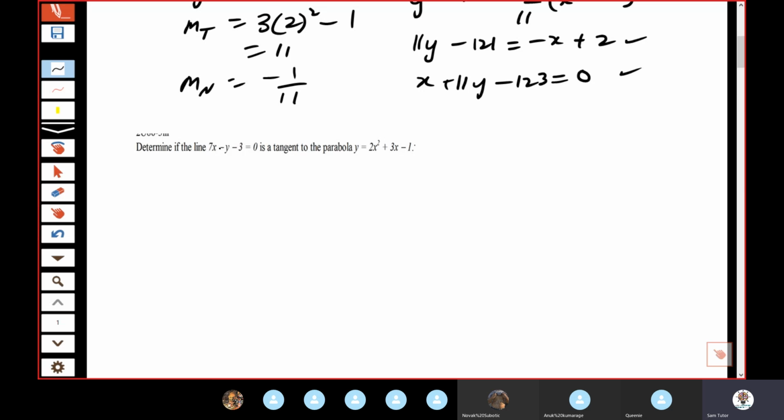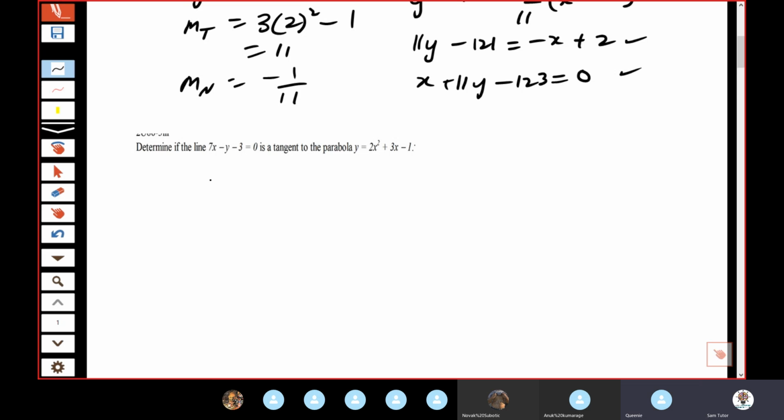Determine if the line 7x take away y take away 3 is a tangent to this parabola. All right. Is a tangent to the parabola. Let me see how we're going to do that. Okay, here we go. So, anyone have any ideas of how to determine if this line is going to be a tangent to this parabola, sorry.